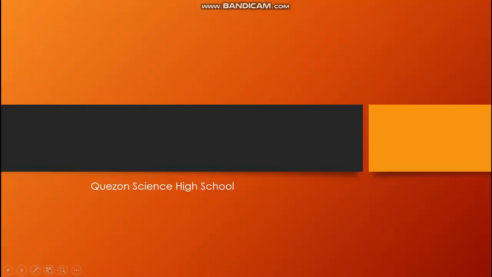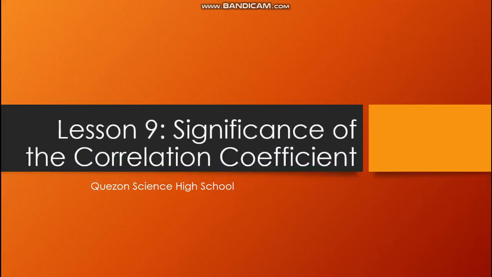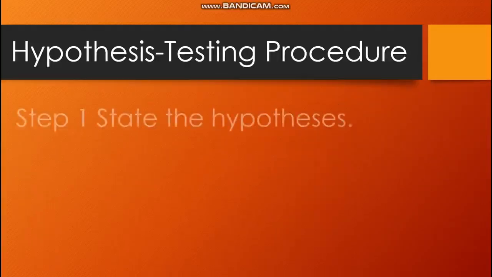Okay, so for the last lesson about correlation, we're going to study lesson number 9, and this is significance of the correlation coefficient. And in this lesson, we're going to test the computed correlation coefficient r through hypothesis testing if there is a significant relationship between the two variables. Okay, so by hypothesis testing, this is our procedure.